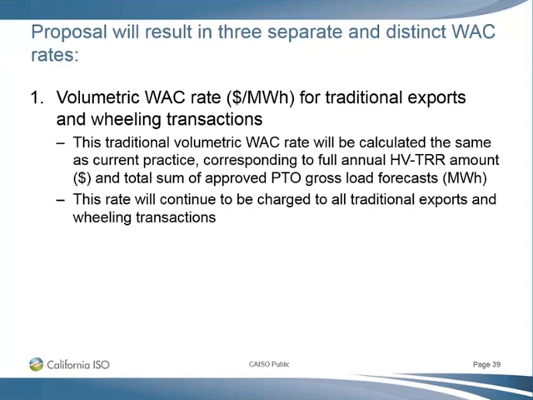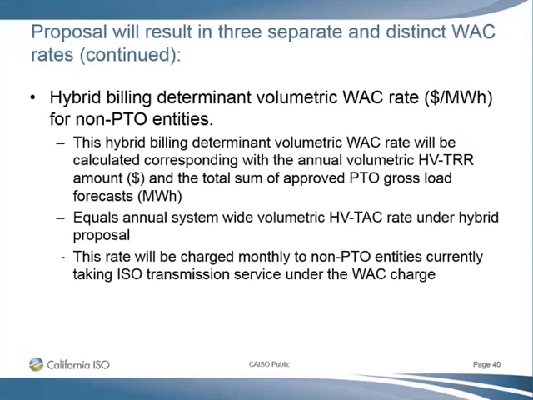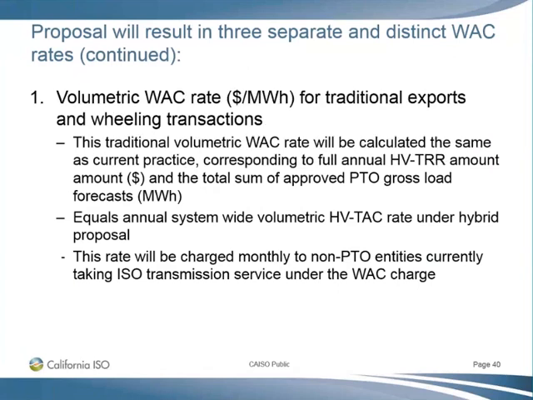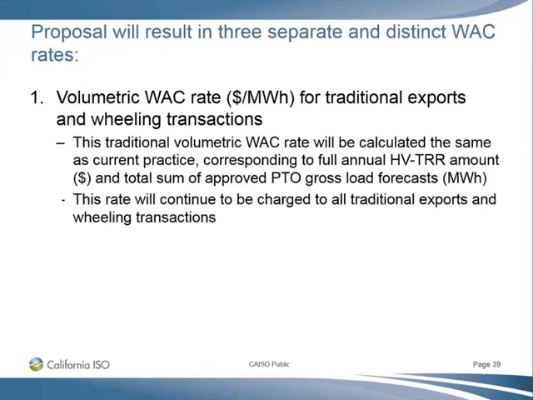So anybody who's outside of the ISO balancing area is going to continue to see the same type of rate as they do today. Obviously, it will adjust for the TRR and the amount of load that the system uses, but that's the idea behind this part of the rate. Now I'll pause there and go back to the room for a question.